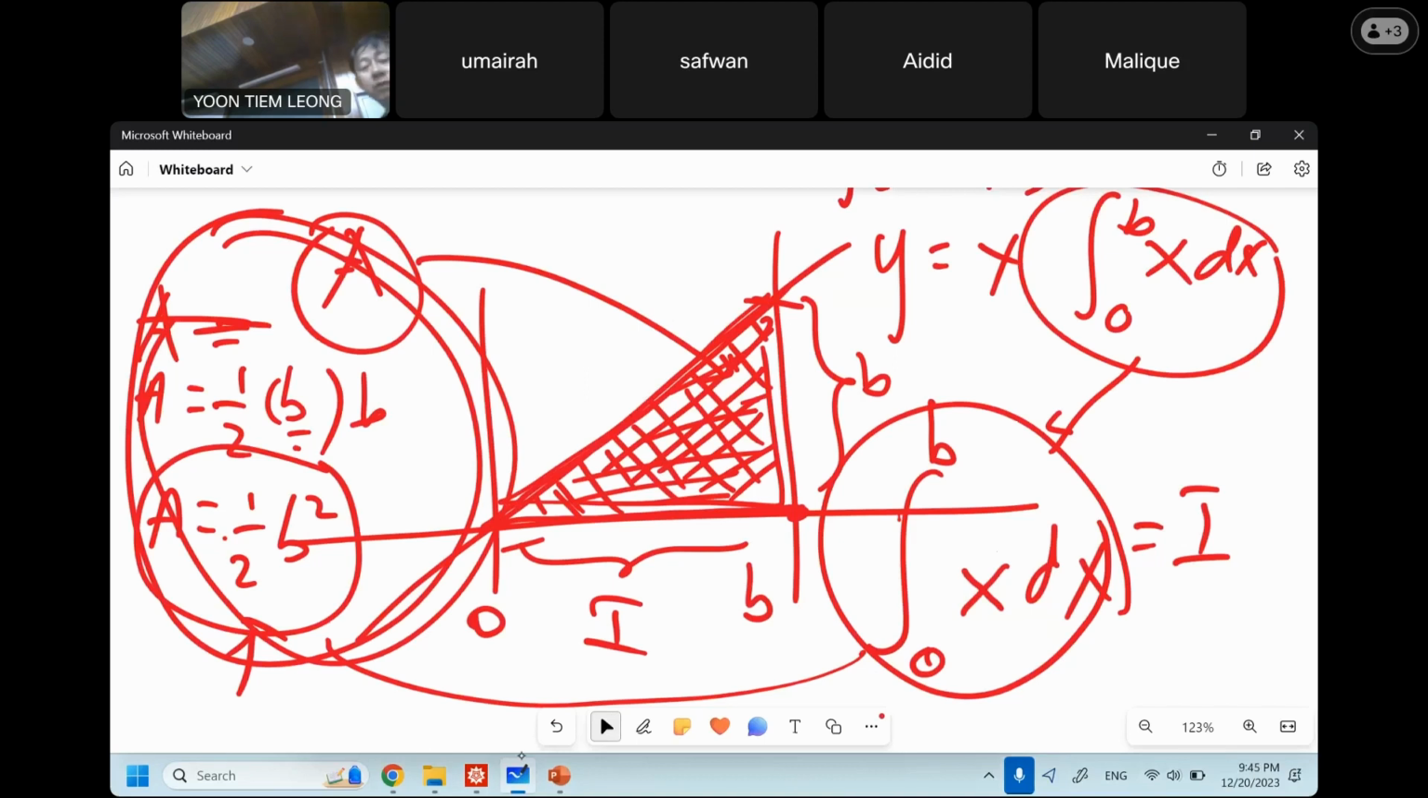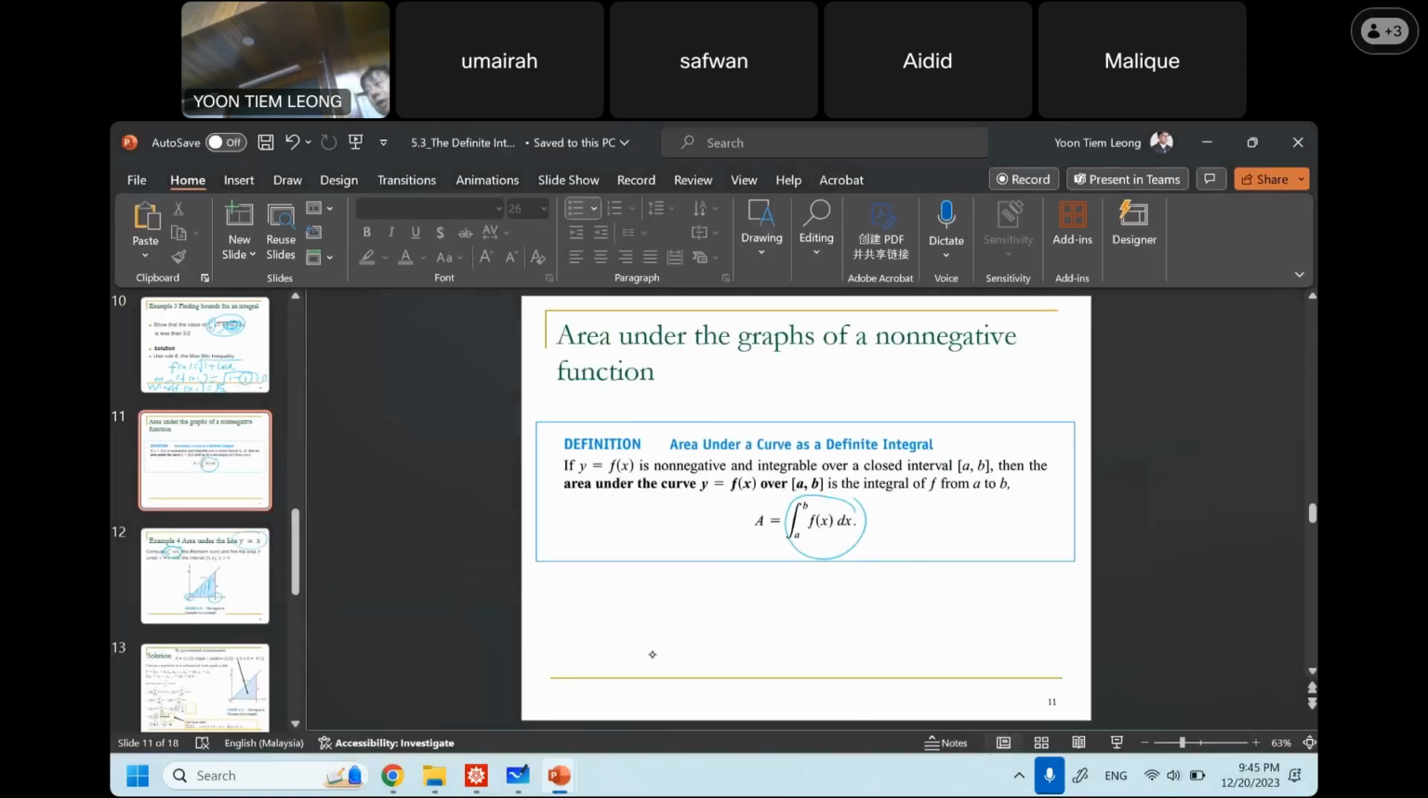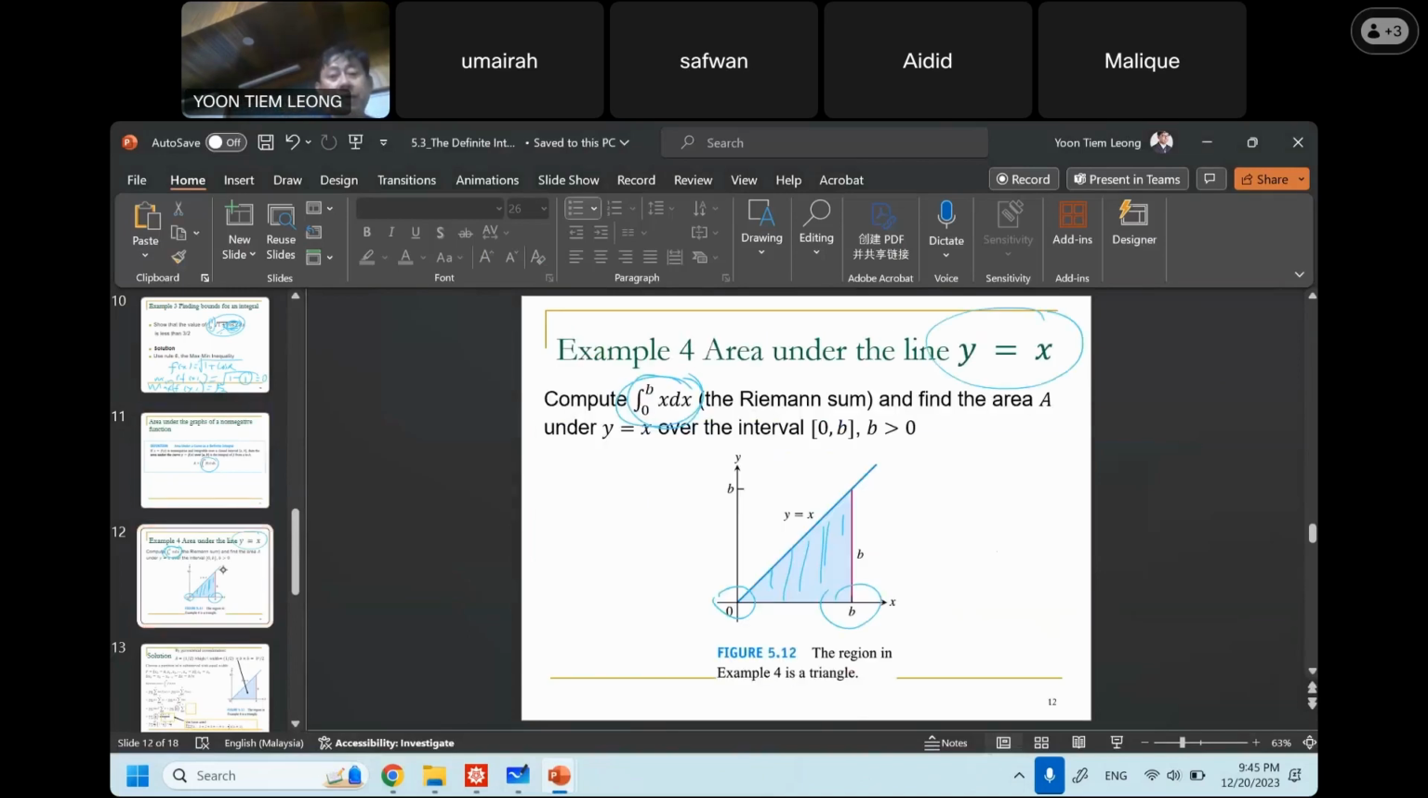Okay, so up to this point, what we have learned is you can actually use the area of a positive function to calculate the Riemann sum. You don't calculate the Riemann sum directly, but you calculate the area instead. Right? So you calculate the area. If the area is easily calculated, then you get the Riemann sum easily.